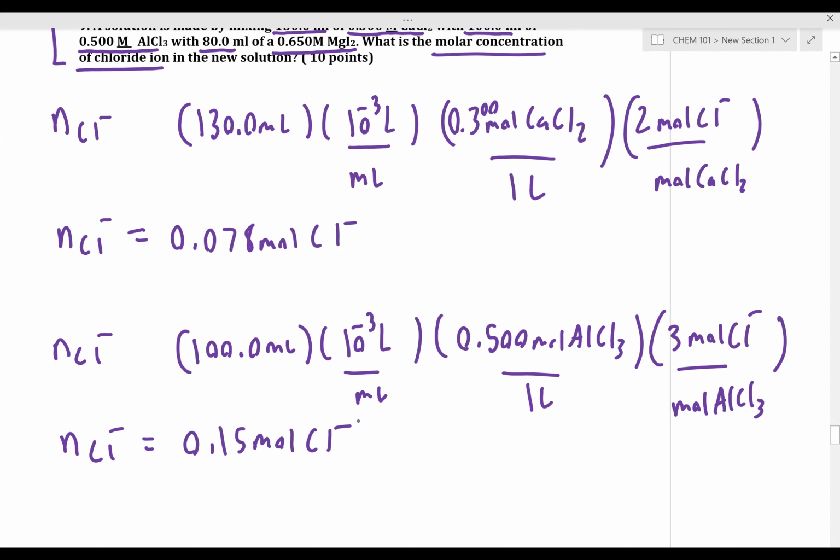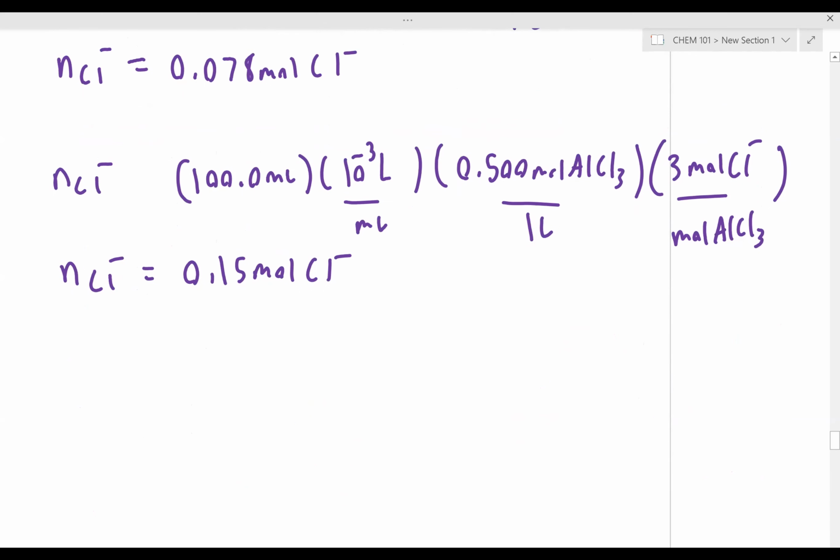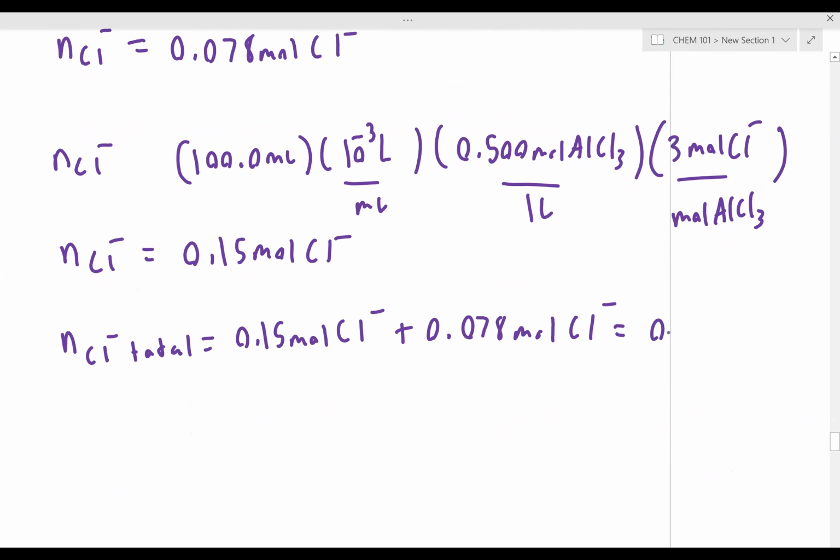Does magnesium iodide, does our third solution contribute any chloride ions? Is there any chloride ion in magnesium iodide? No, so we don't care about it at all. So then our moles of chloride total are equal to 0.15 moles of chloride plus 0.078 moles of chloride. And that in turn gives us 0.228 moles of chloride. Any questions?